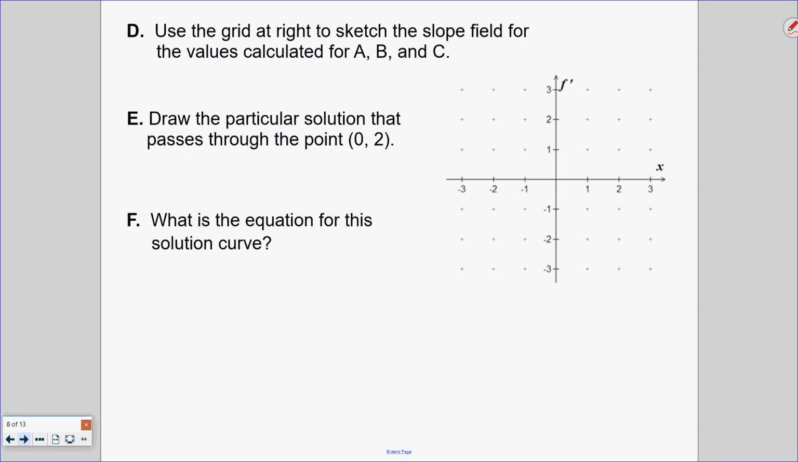So for example, we found that at 1, 1, we had a slope of negative 1. So we can draw that in. At negative 1, 1, we had a slope of 1. And at negative 1, negative 1, we had negative 1. And here we had, again, positive 1. So there's some slopes I can draw in.